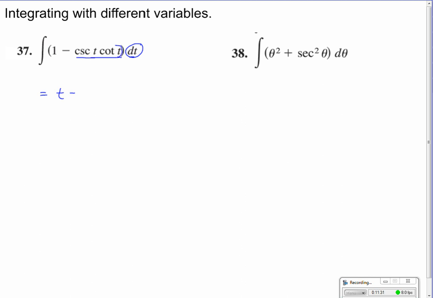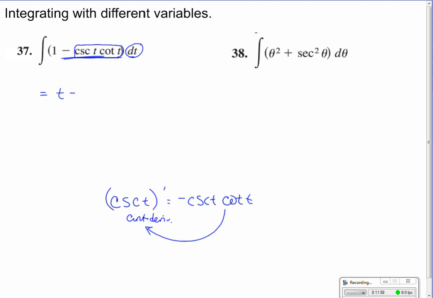Okay, so what gives us cosecant cotangent? If I took the derivative of cosecant t, it would give me negative cosecant t cotangent t, which is a complete match, isn't it? So the antiderivative, working from the right side back to the left side, will be cosecant t plus some value c.